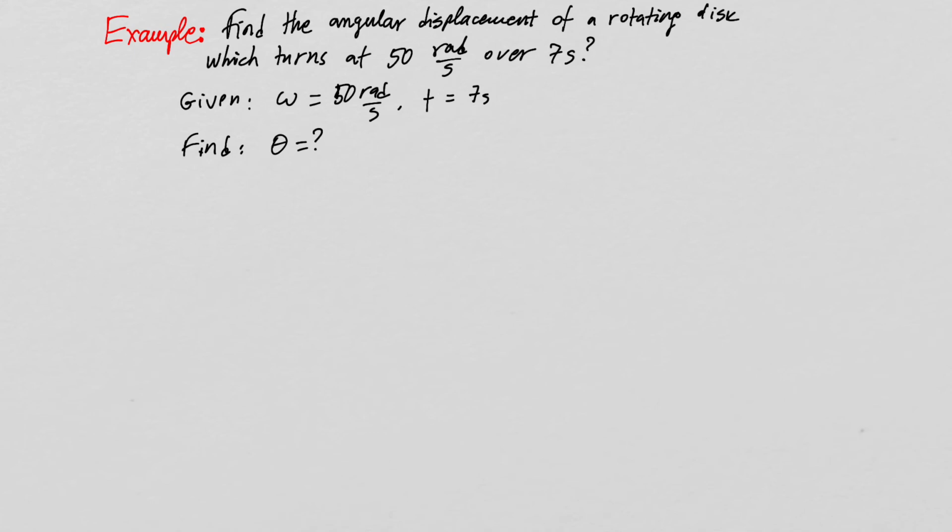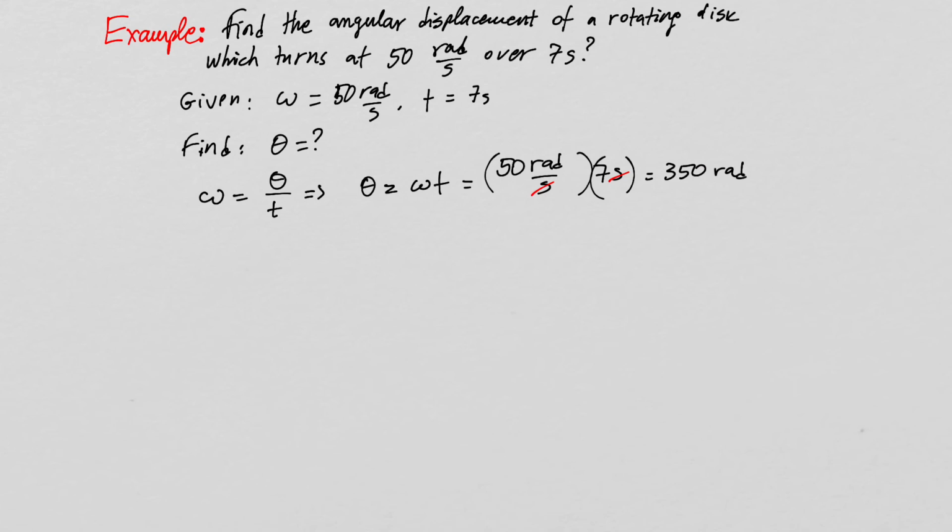for the disk. Well, we know that there is a relationship between the angular velocity, angular displacement, and time of rotation, and that relationship was that the angular velocity is equal to the angular displacement divided by the time of rotation. So from here, the angular displacement is simply omega times t. And now if I plug in the values that I know, that's 50 radians per second times 7 seconds. That is equal to, well, the time units cancel out, 350 radians.